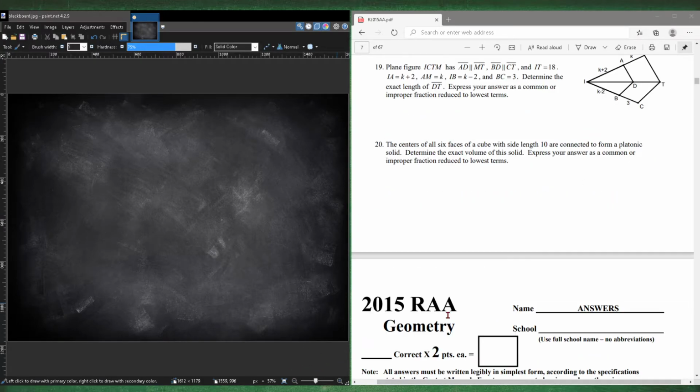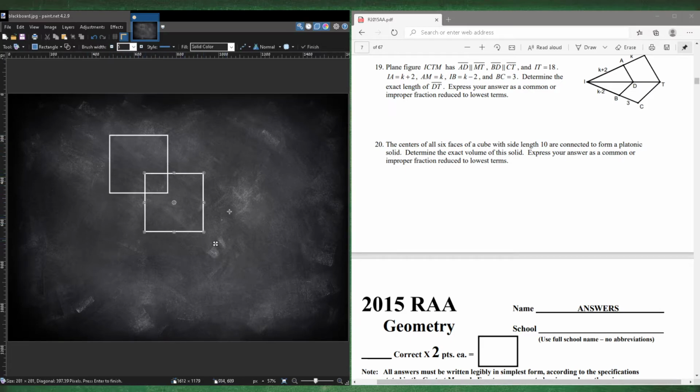Now question 20. The centers of all 6 faces of a cube with side lengths 10 are connected to form a platonic solid. Determine the exact volume of the solid. Well, basically, we could just make a cube and then the bottom, connect the vertices.